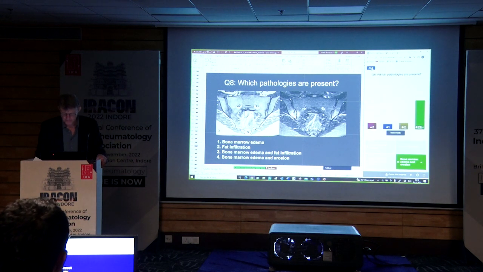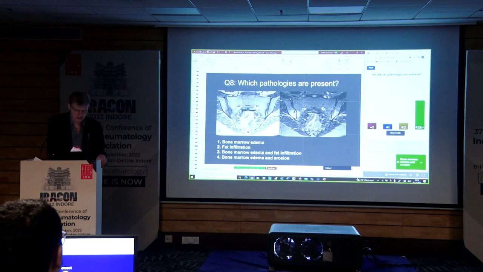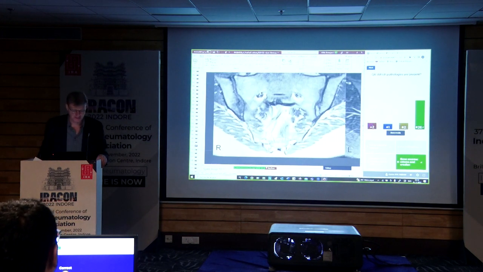That's also very good. Bone marrow edema and erosion. And you're right, there is bone marrow edema here, both on the right ilium, the right sacrum, and the left ilium. And there is also an erosion which is easier to see if you do like this, where you can see a good example of the cortex running here.